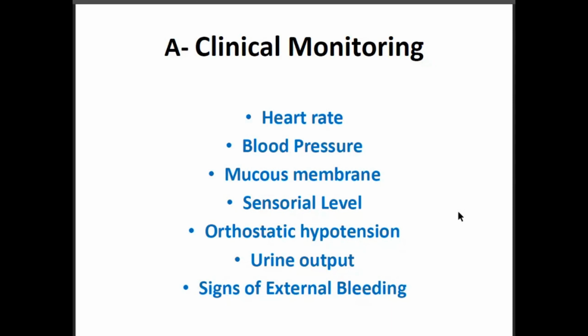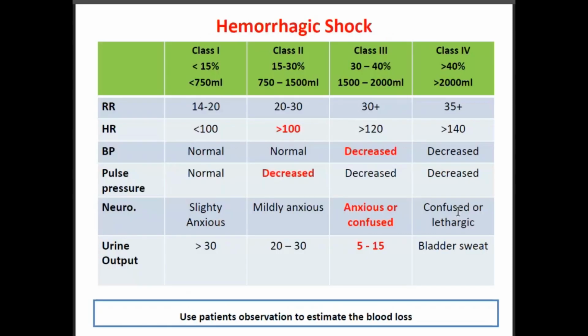Urine output, we need to assess it somehow by inserting a Foley's catheter if we can, to check if he is producing or if he had lost some urine. Signs of external bleeding in this patient, we have his leg as a witness of this bleeding.